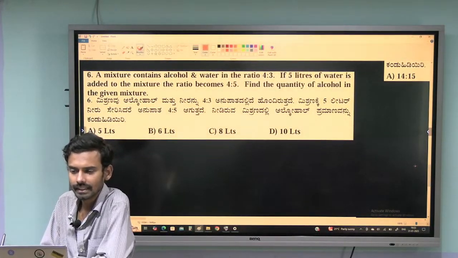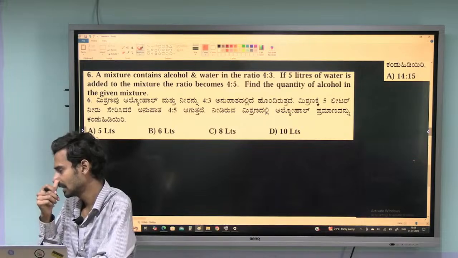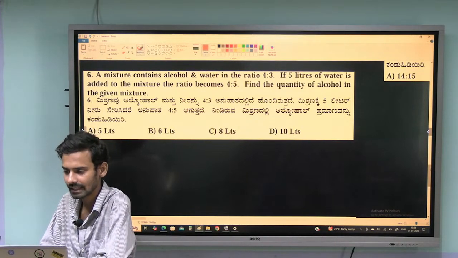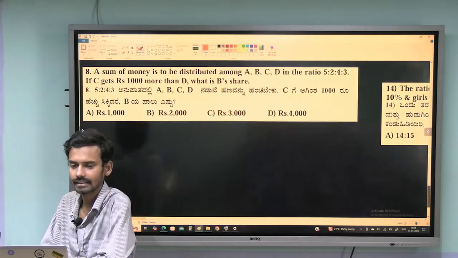Okay, the sixth question I will be taking at the end, because this is somewhat related to your alligation and mixture also. So I will be taking the sixth question at the end of the class. Check this eighth question.